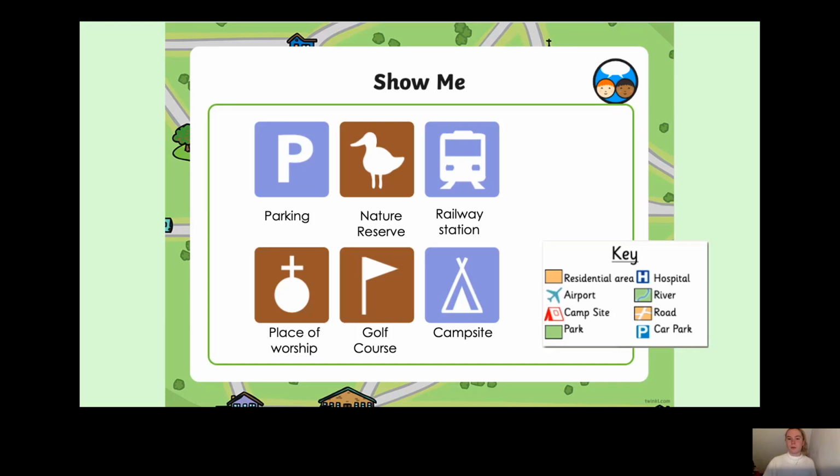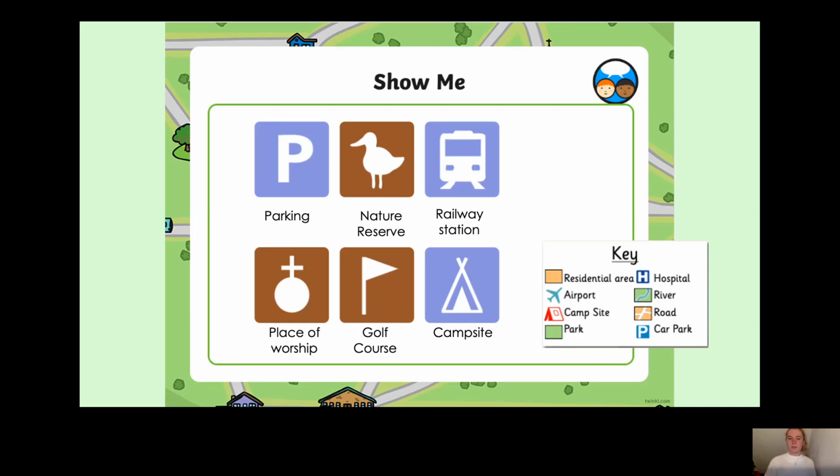Okay, so these symbols are shown in a key. Now a key is normally found on the corner of a map. So on this key, it will give you the symbol and then it will tell you what it is. So we've got an orange square that shows a residential area on the map that it's from. There's a plane which shows an airport. Again, we've got our tent which shows a campsite. We've got an H showing a hospital. And look, there's our P for our car park. Brilliant. So you will always find a key on a map and that will tell you what the different symbols represent if you don't already know.